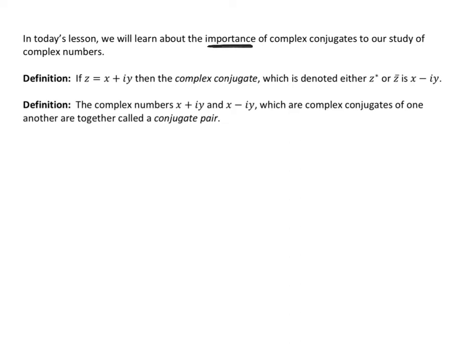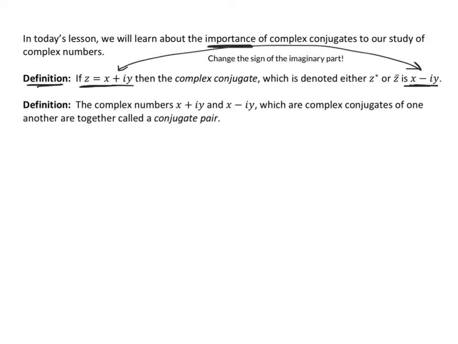I also mentioned that it's pretty straightforward. As far as a definition is concerned, suppose that you have a complex number x plus iy, our general rectangular form. The complex conjugate of that is x minus iy. So all you're really doing is changing the sign of the imaginary part.